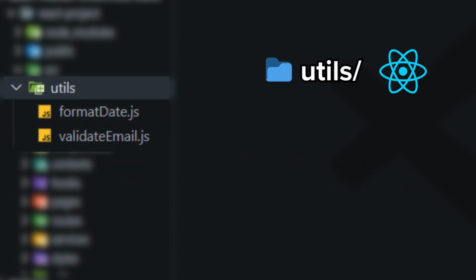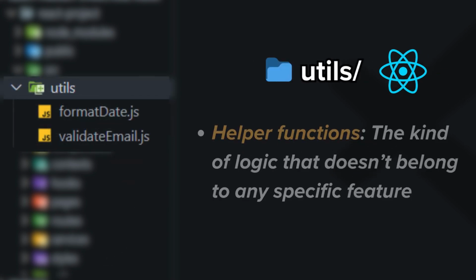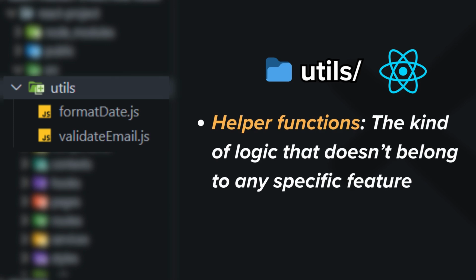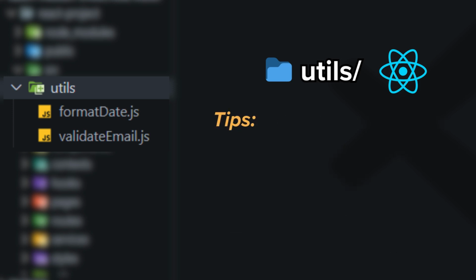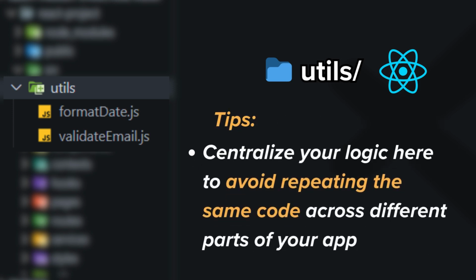Now let's look at the Utils folder. This is where you keep helper functions, the kind of logic that doesn't belong to any specific feature. It's great for things like formatting dates, parsing data, or generating random strings. A quick tip: centralize your logic here to avoid repeating the same code across different parts of your app.